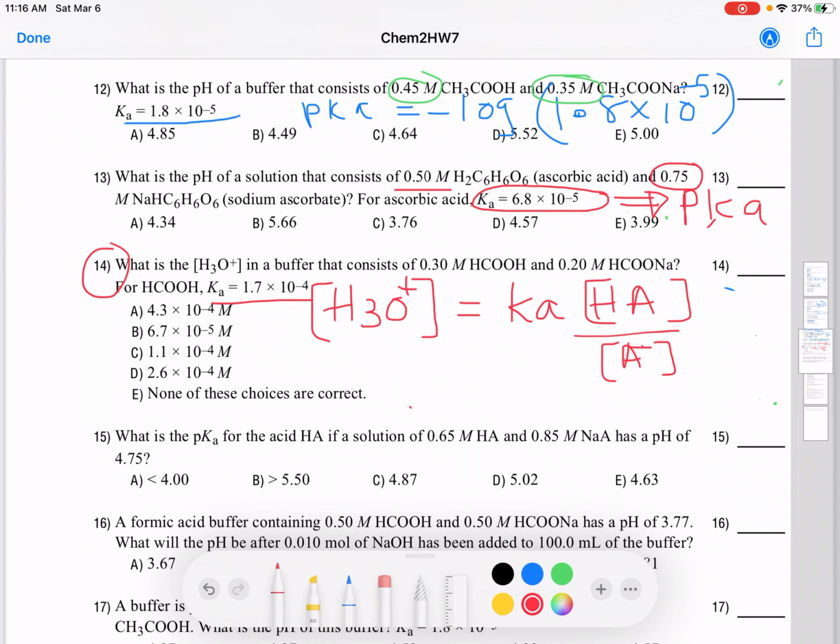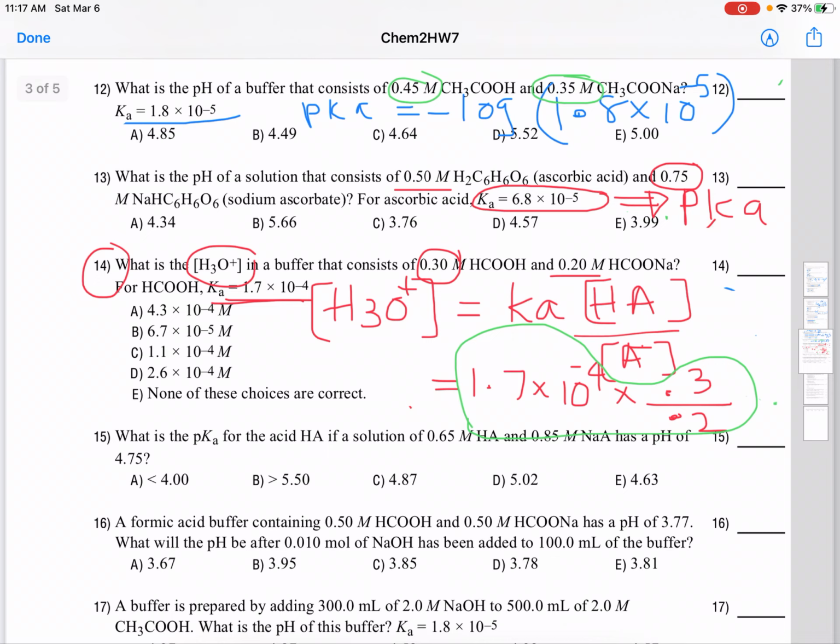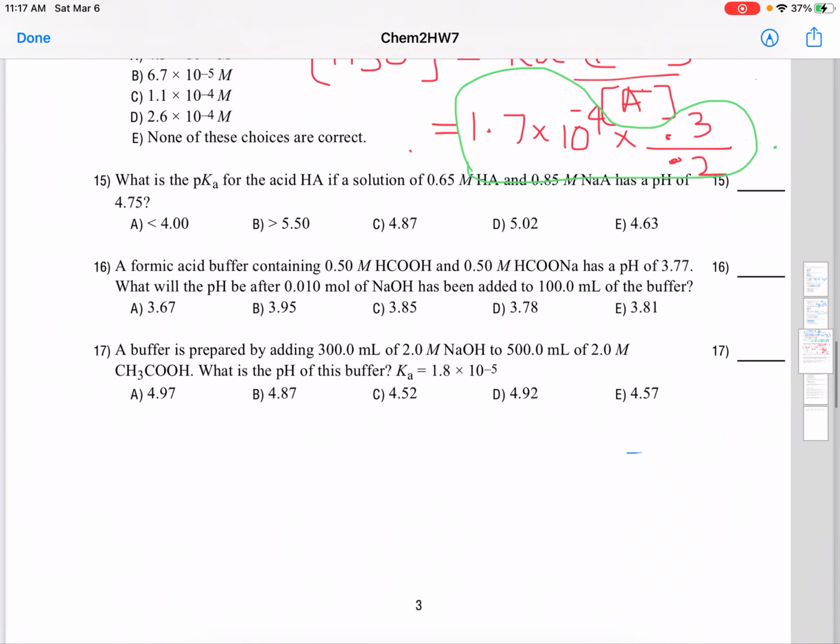So what we want to find out is the hydronium ion concentration. And we were given Ka. So Ka is 1.7 times 10 to the negative 4, times the acid component, formic acid, 0.3, over the base component, 0.2. So this will give you the hydronium ion concentration. That's number 14. Do your calculation and you will find an answer that you can see in the given choices.